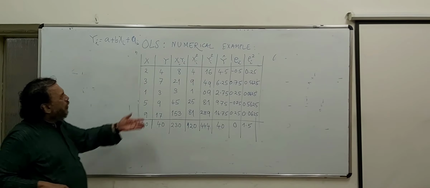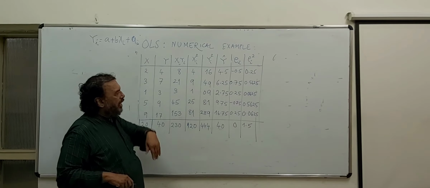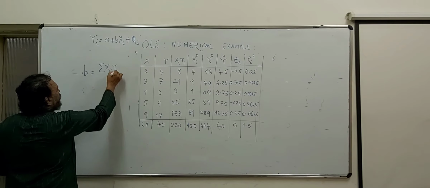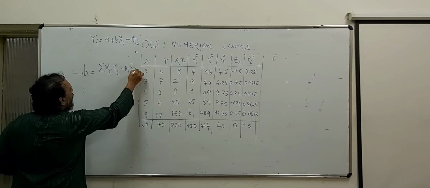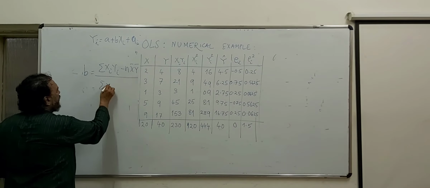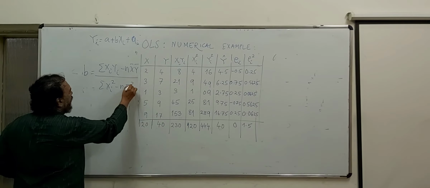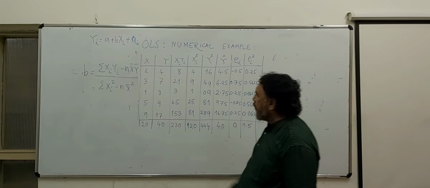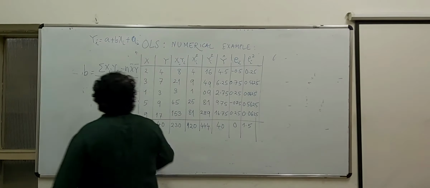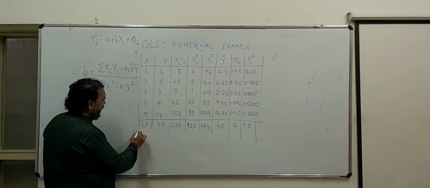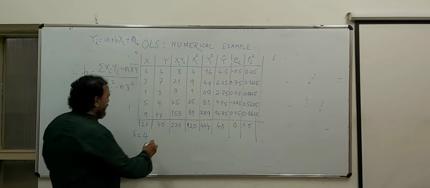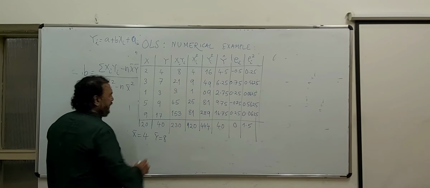What are the quantities that we need? We need xi, yi, because we need them in calculating from this formula. We also need summation xi square, and we also need x bar square. All these quantities can be readily computed. Sum of x values is 20. There are 5 x values, so 20 divided by 5, so x bar must be equal to 4. Similarly, y bar must be equal to 8.